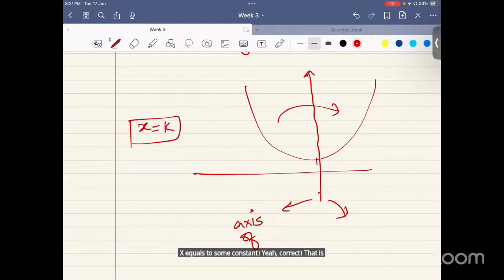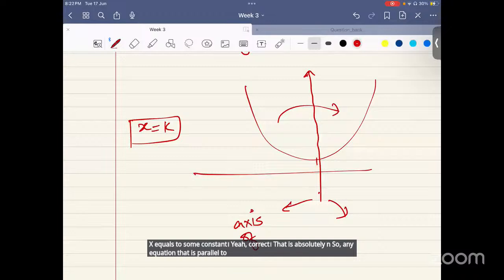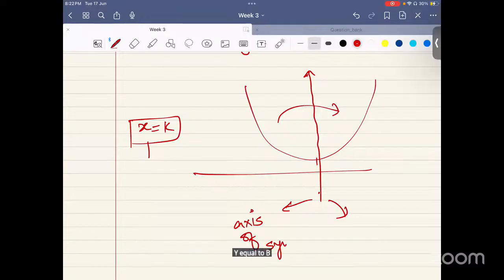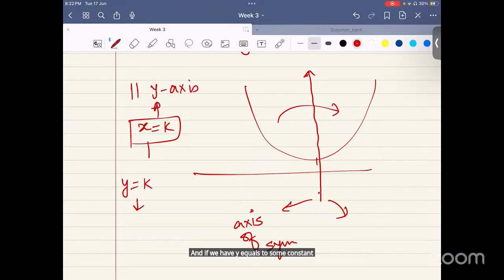So any line that is parallel to the y-axis, you will write in the form of x equals some constant. Okay. Can somebody tell me, if a line is parallel to the x-axis, what will be the equation of those lines? y equals k. Correct. So x equals a constant is parallel to the y-axis, and if you have y equals some constant, this will be parallel to the x-axis. Exactly, absolutely correct. So this is the axis of symmetry.